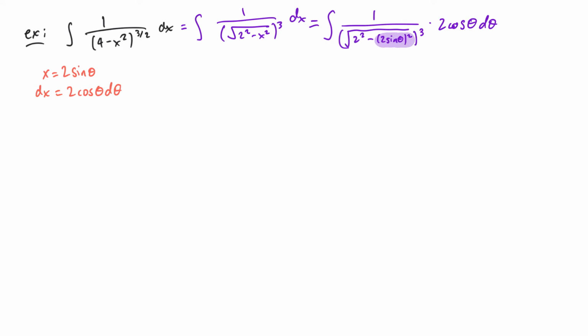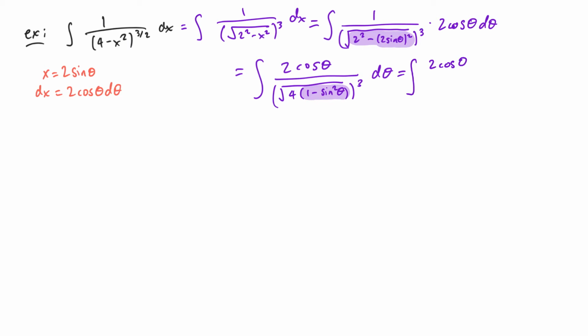First, I'm going to square the 2 sine theta, which gives me 4 sine squared theta. And then we can factor a 4 from all of these terms, leaving me with the integral of 2 cosine theta in the numerator divided by (square root of 4 times (1 minus sine squared theta)), and then all of this is raised to the third power, d theta. So then I'm going to use my trig identity and rewrite 1 minus sine squared theta as cosine squared theta. So our integral is 2 cosine theta divided by (square root of 4 cosine squared theta) raised to the third power, d theta.